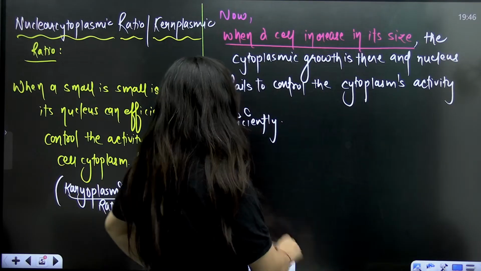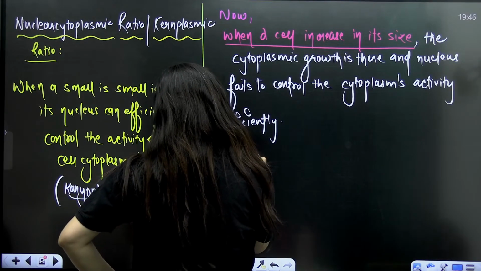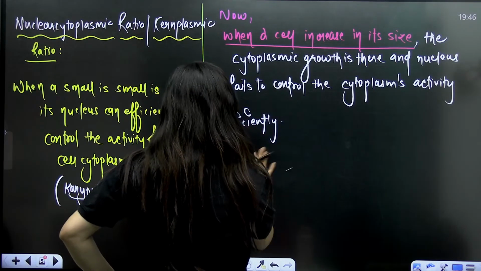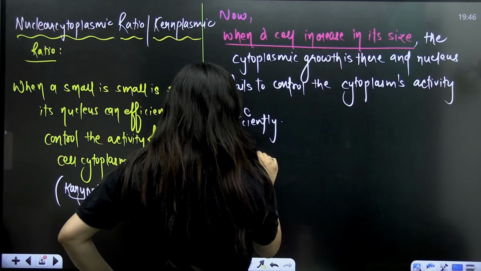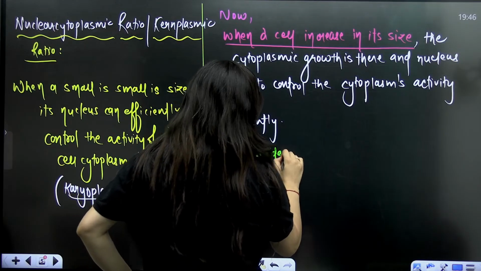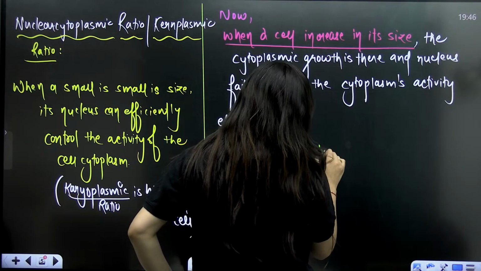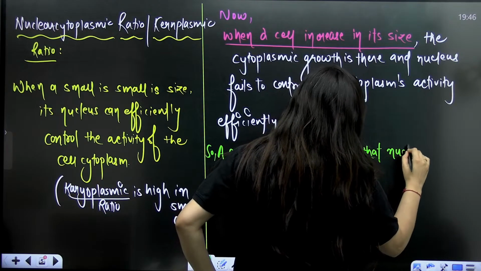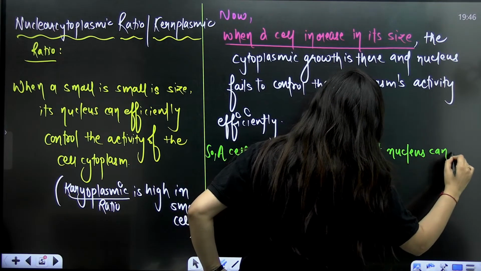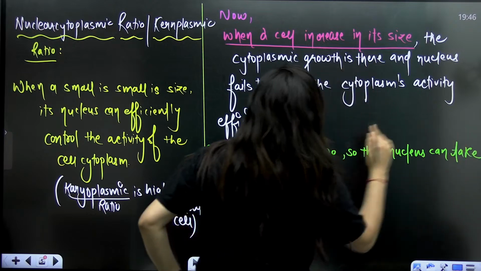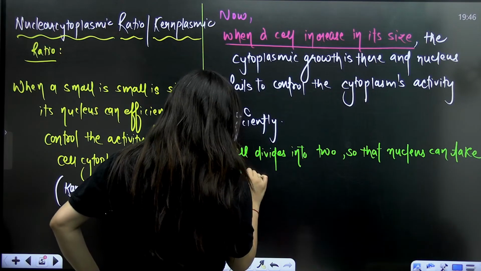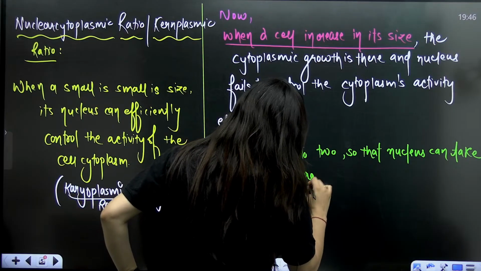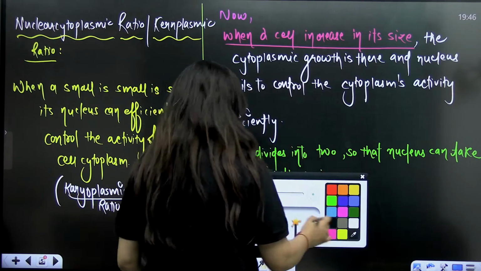So that is why a cell divides into two, so that the nucleus can take over the function again. Is that clear? So that's something you have to keep in your mind, number one.